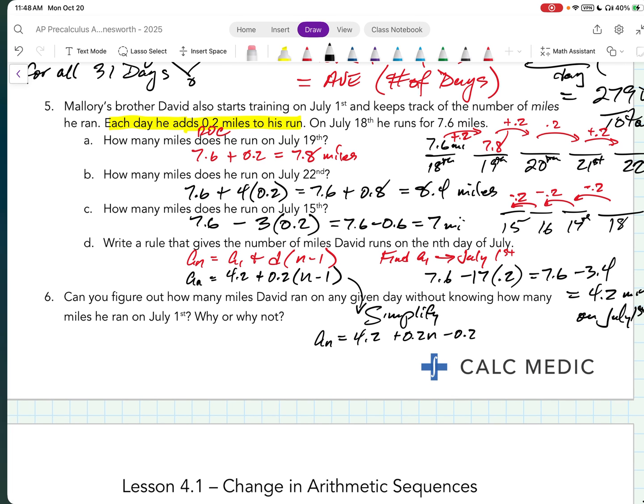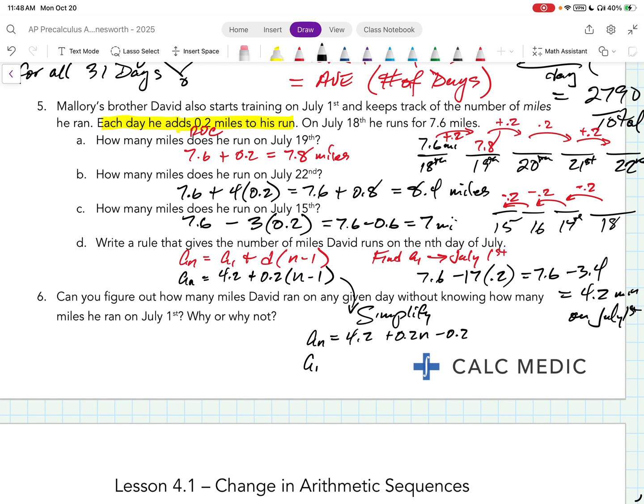4.2 minus 0.2, that's obviously 4. So our simplified formula would be 4 plus 0.2n. Okay, simplified. And there we go. There's our sequence formula for the situation. This is the formula for how much mileage he runs on the nth day.